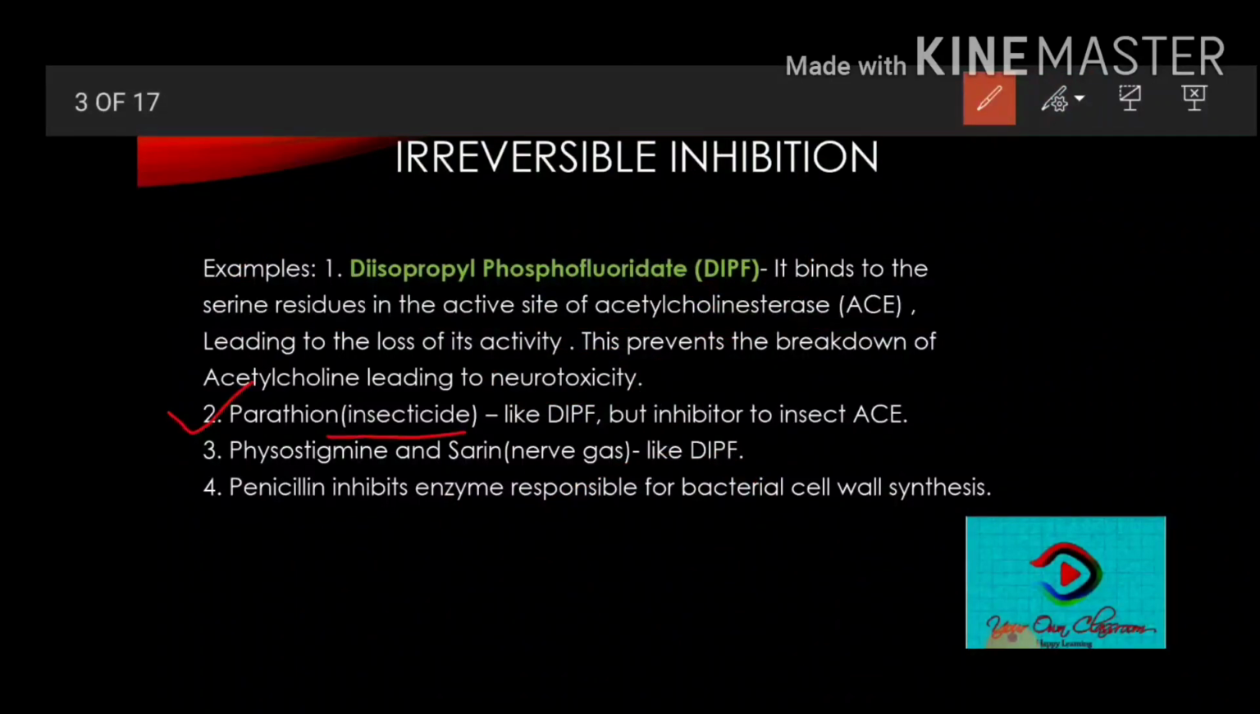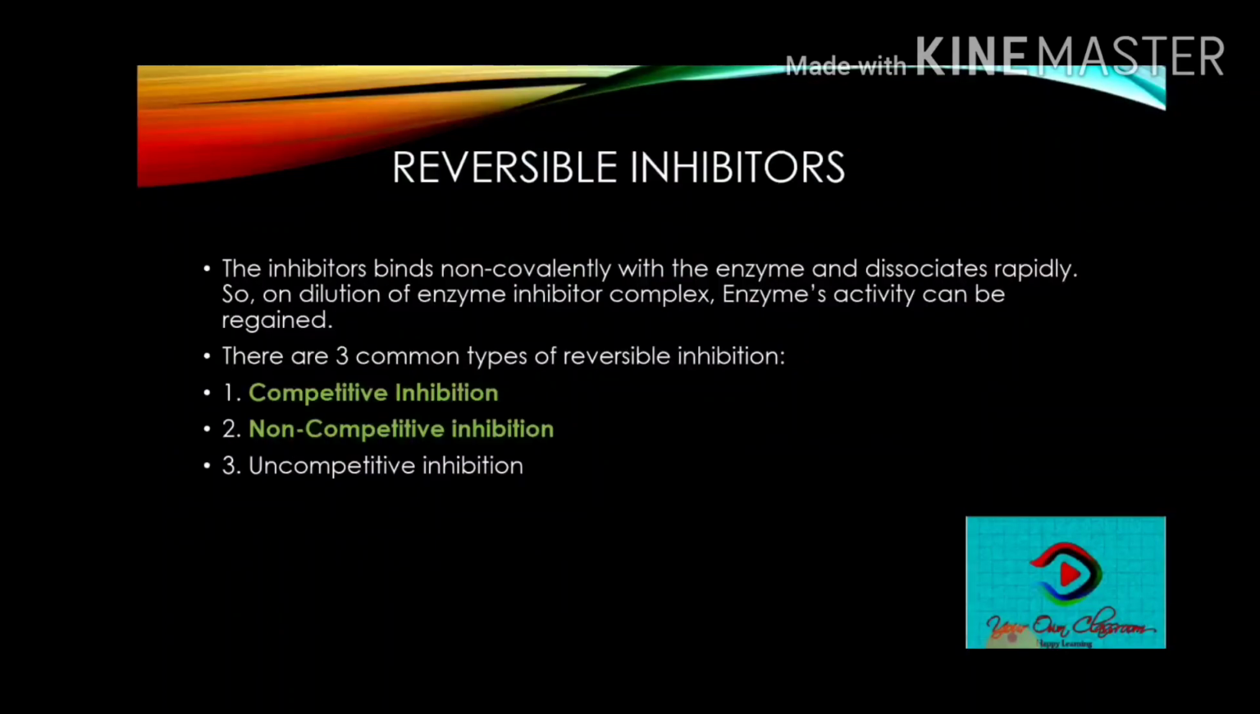Parathion is an insecticide like DIPF, but it is specific for the insect acetylcholine esterase. Third one is physostigmine and serine. Serine is a nerve gas. It is also like DIPF. And the fourth example is penicillin. Penicillin inhibits the enzymes that are responsible for bacterial cell wall synthesis in an irreversible manner. So let's go to the next slide.